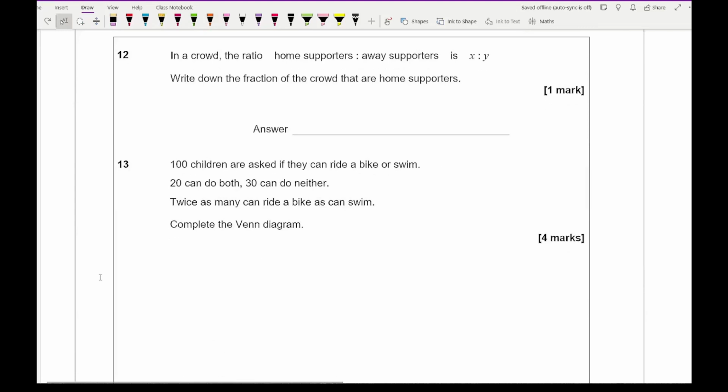Moving on to question 12, it says that in a crowd the ratio of home supporters to away supporters is X to Y. Write down the fraction of the crowd that are home supporters. So here it's going to be the number of parts for home supporters, which is X, over the total number of parts, which is X plus Y.